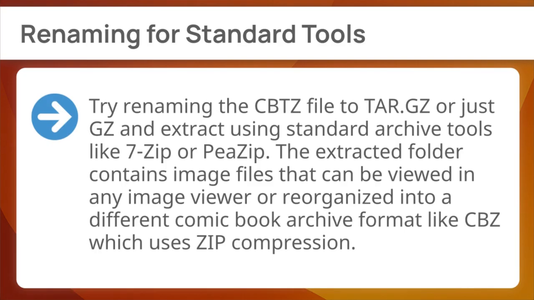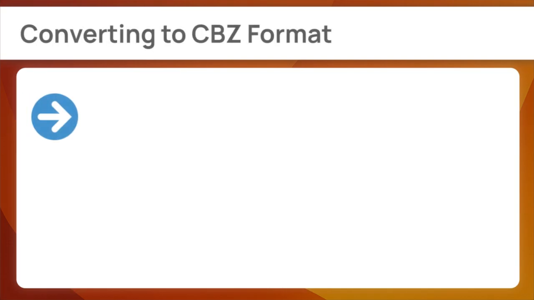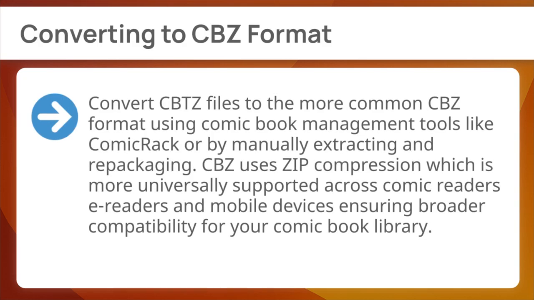WinZip. The extracted folder contains image files that can be viewed in any image viewer or reorganized into a different comic book archive format like CBZ, which uses zip compression. Finally, converting to CBZ format. Convert CBTZ files to the more common CBZ format using comic book management tools like ComicRack or by manually extracting and repackaging. CBZ uses zip compression, which is more universally supported across comic readers, e-readers, and mobile devices, ensuring broader compatibility for your comic book library.